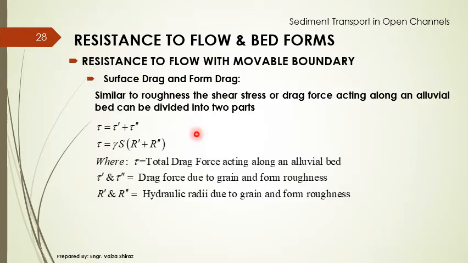So in this case, first of all we will discuss what is surface drag and form drag. Similar to the roughness, the shear stress or drag force acting along an alluvial bed can be divided into two parts, like this. So shear stress is γS(R' + R''). So these are the hydraulic radii due to the grain and form roughness, and similarly this τ is the drag force due to the grain and the form roughness.